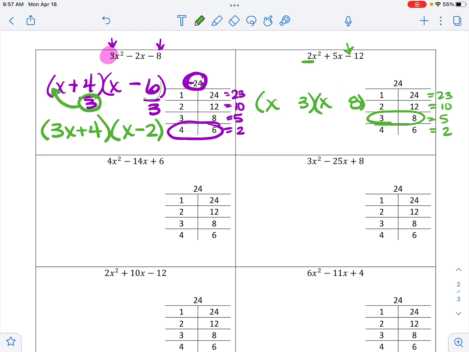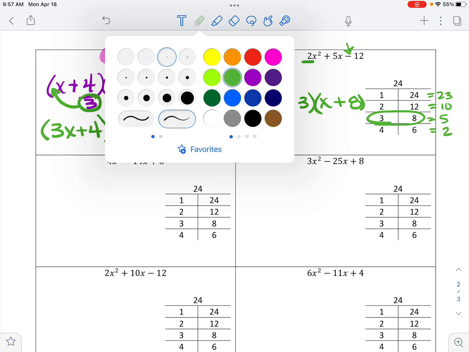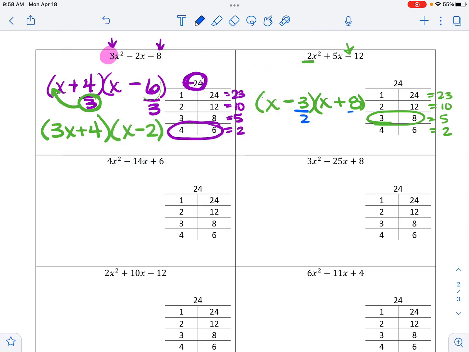Because my 5 is positive, the bigger number is going to be positive, the other one's going to be negative. Okay, now I have to remember the last step is to divide by the a. So I divide both of them by a. If I put 3 divided by 2 into the calculator, it's going to be 1.5. Therefore, 2x minus 3 and x plus 4. They are truly different factors. They are different answers.